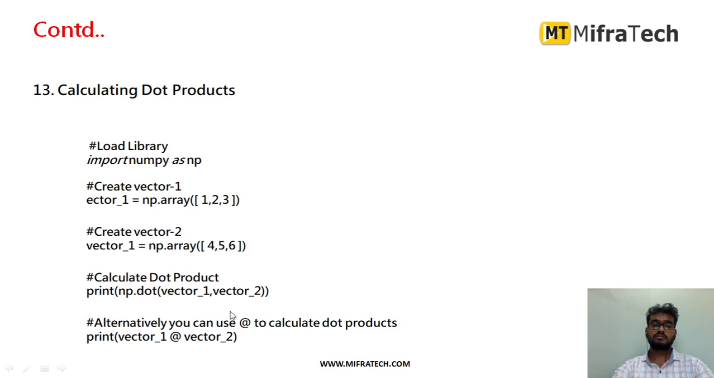Alternatively, we can also find it by just using this @ symbol, that is print of vector 1 @ vector 2. If we do that, we are going to get the dot product between these two vectors.